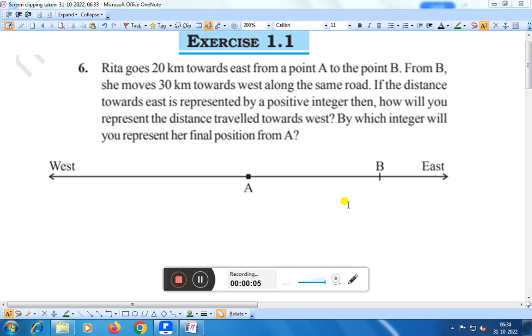Today we shall discuss exercise 1.1 question number 6. Rita goes 20 kilometers towards east from a point A to the point B. From B she moves 30 kilometers towards west along the same road. If the distance towards east is represented by a positive integer, how will you represent the distance traveled towards west?